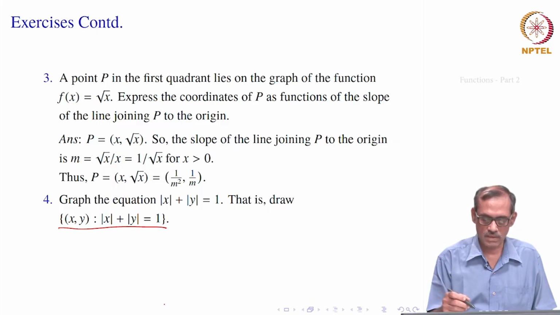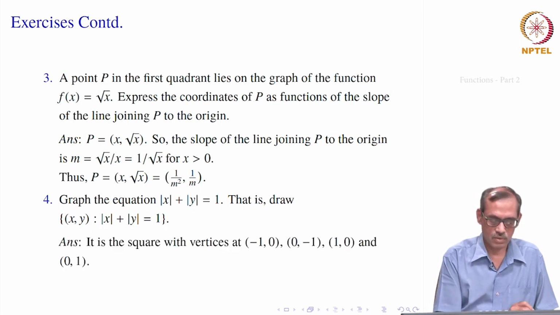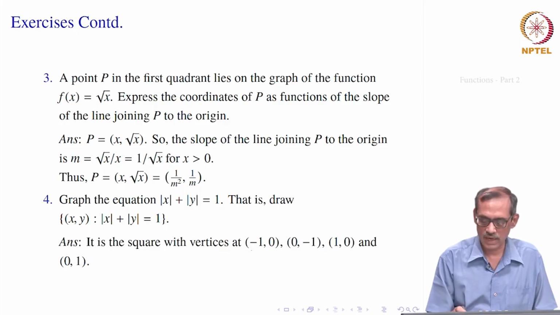So, how to go about it? Let us look at some points. When x is 0, y can be 1 or minus 1, and when y is 0, x can be 1 or minus 1. So, our points on this are (minus 1, 0), (0, minus 1), (1, 0) and (0, 1).